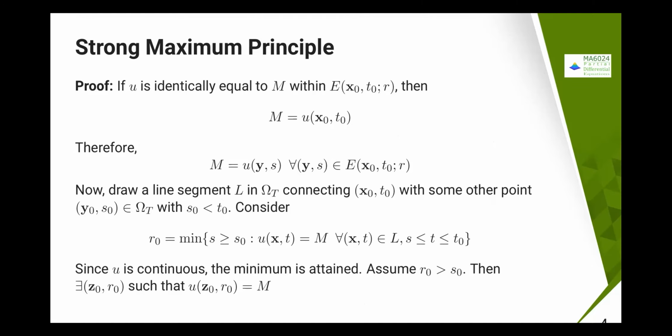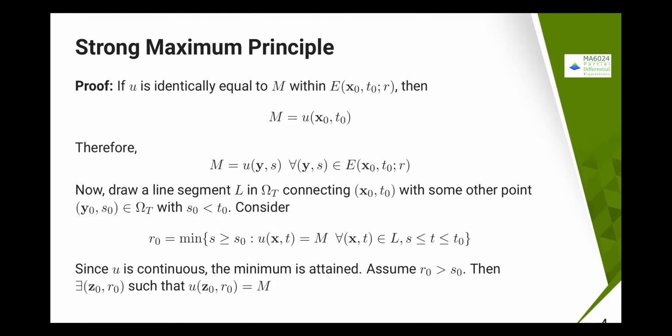M is less than or equal to M, only in this place, E of x naught comma t naught comma r. That means M is identically equal, because less than will not happen, only equality is correct, since both sides are the same quantity. So u is identically equal to M. M is equal to u of x naught comma t naught, which is less than or equal to M. Left side is M, right side is also M. Therefore u of x naught comma t naught should be equal to M.